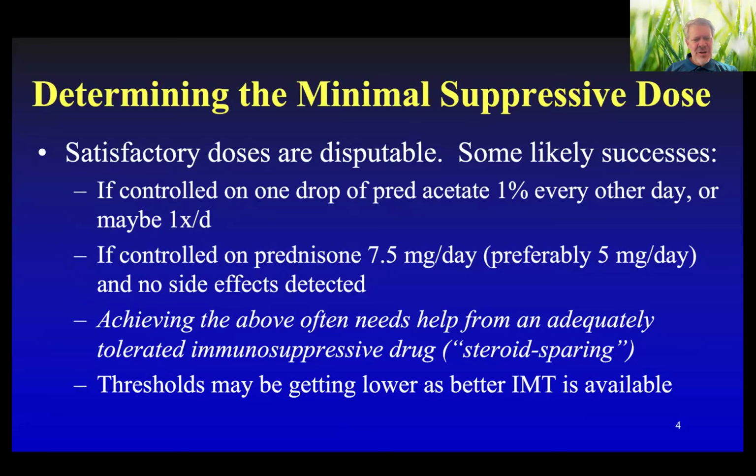Prednisolone 7.5 milligrams per day, or preferably 5 per day, seems to be fairly well tolerated based on MUST data, so we're hoping to get in that range. I suspect we'll want to get better than that as our immunosuppressants become better and more available. But often we need help from an immunosuppressive drug for steroid sparing.